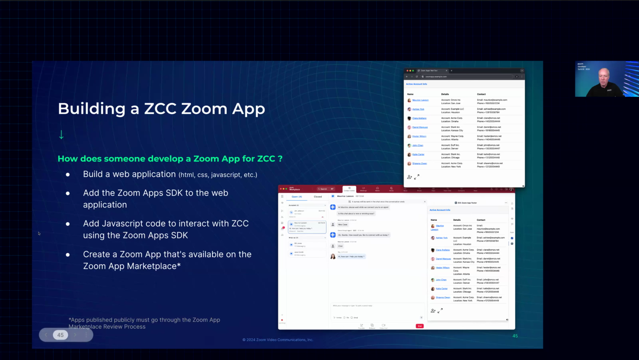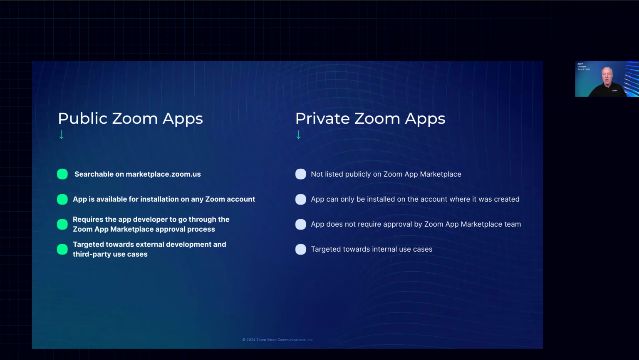Now, there's two types of ways that you can create Zoom apps. Let's take a look at those two types of apps. We have public Zoom apps. Public Zoom apps are available on marketplace.zoom.us. Any Zoom customer can search for and install your public Zoom app. To have a public Zoom app, you have to go through the app developer process, where the Zoom app marketplace review team will review your application. And because of that, public Zoom apps are targeted towards external development and third-party use cases.